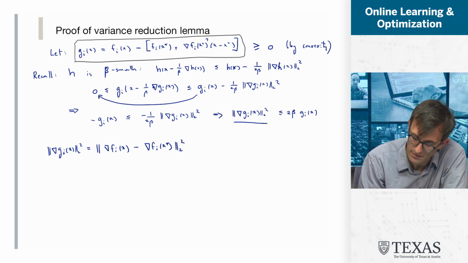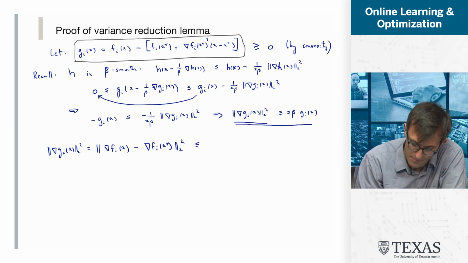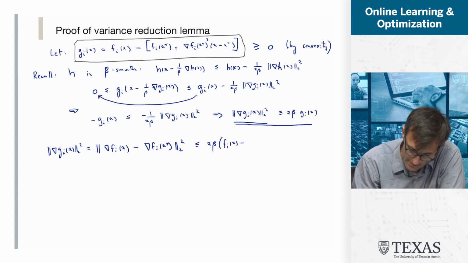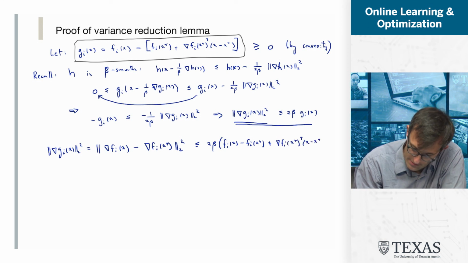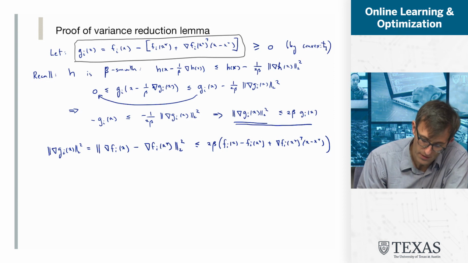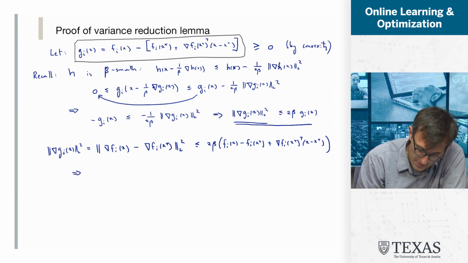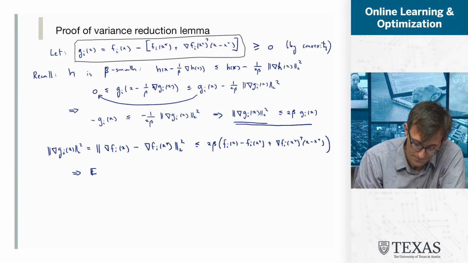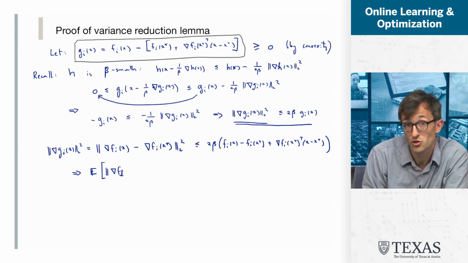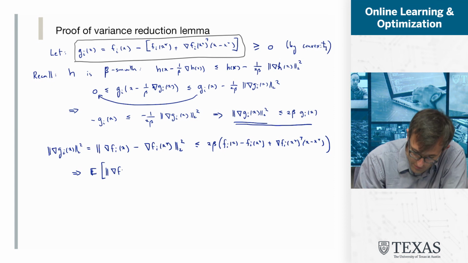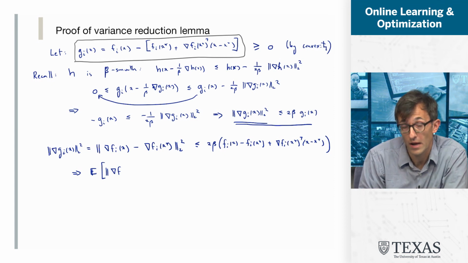And so this inequality right here tells me that this is upper bounded by 2 beta times fi of x minus fi of x star plus gradient of fi of x star transpose x minus x star. And therefore, taking the expectation, I basically have the variance reduction lemma: the expected value of the gradient of fi. Let me make this clear, this is important. So far I've been doing everything for a generic I, but now if it holds for every I, it also holds for the expectation over I.